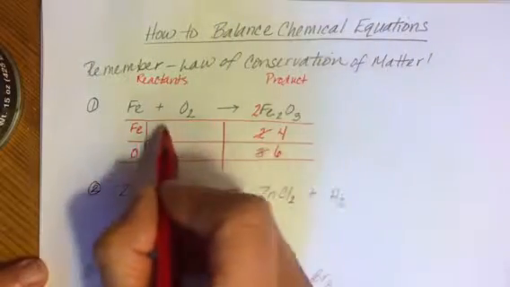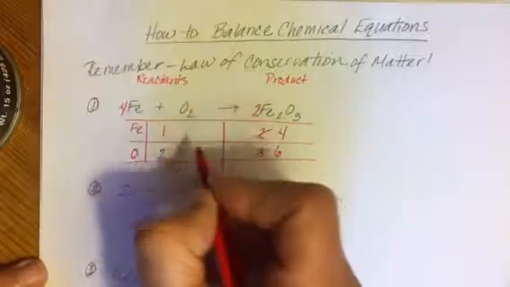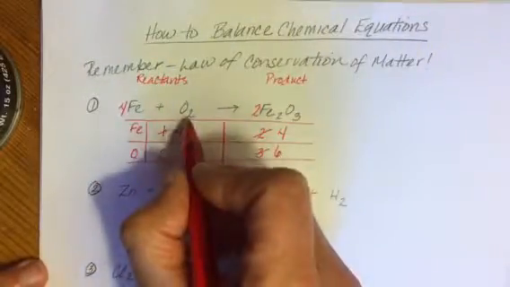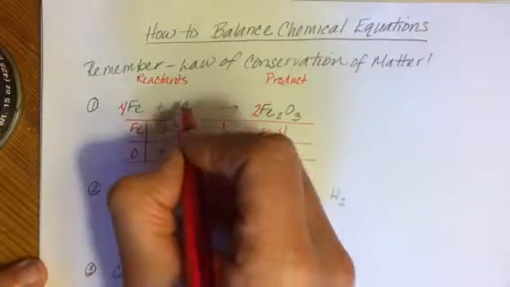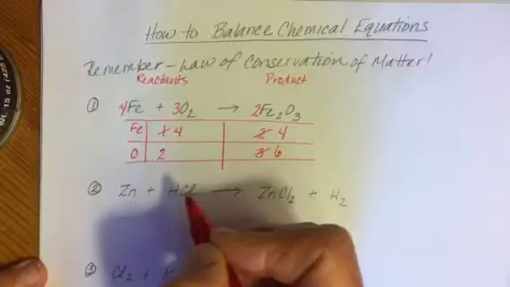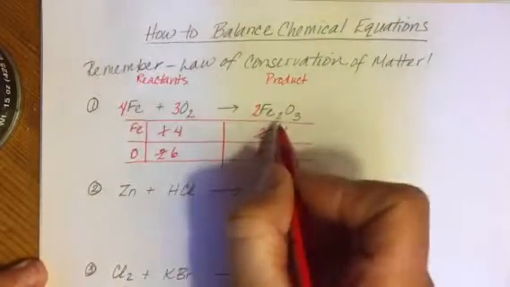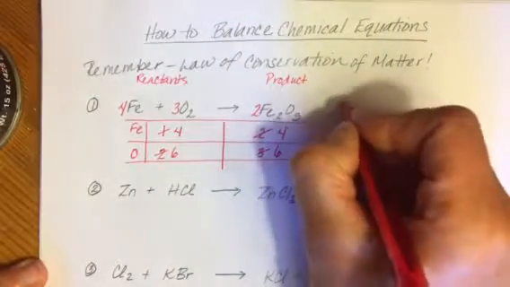So now what can I do on this side to make this balance out? Well, I can simply put a 4 for a coefficient in front of the iron, and now I have 4 there. And then, if I look here, I see my 2 and 6 don't match for my oxygen. I can simply place a 3 right there, and now I have 6 oxygens. And voila, it's balanced.